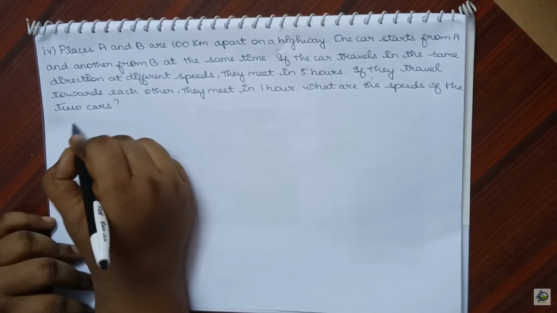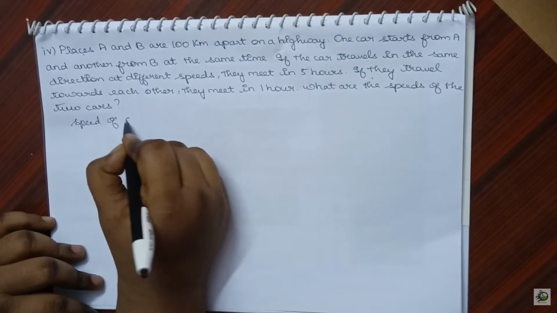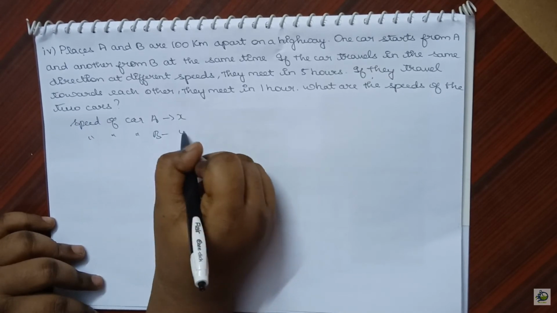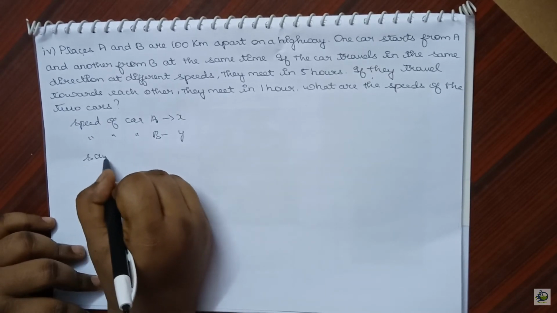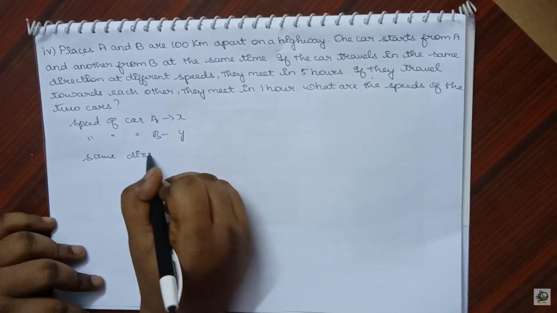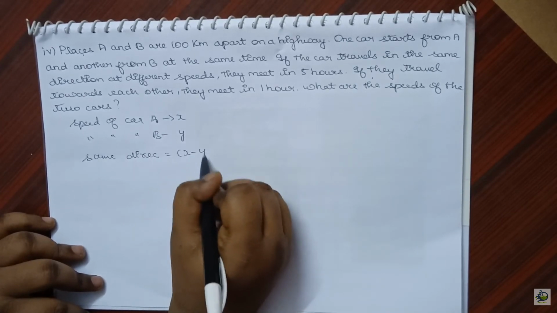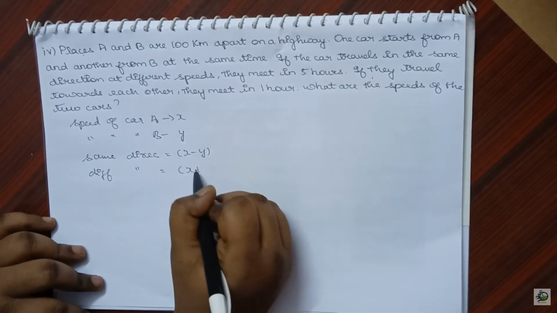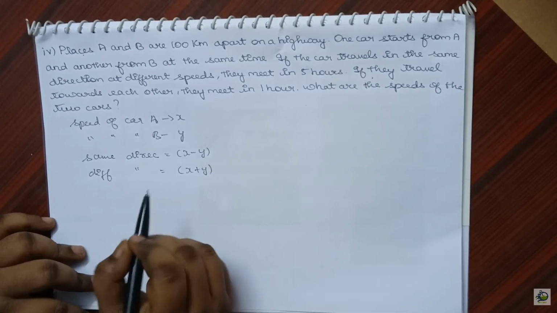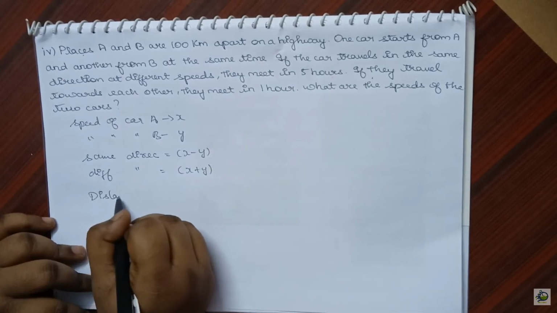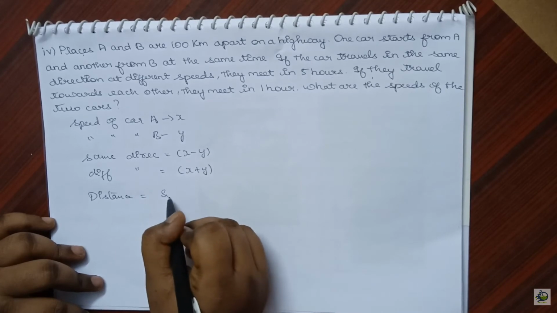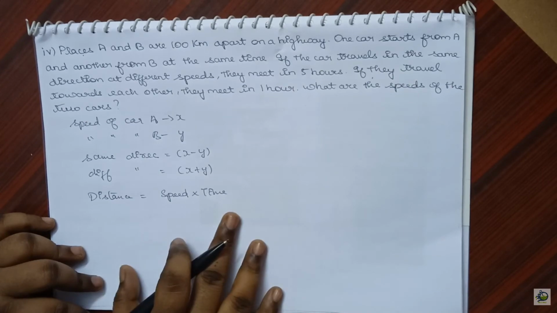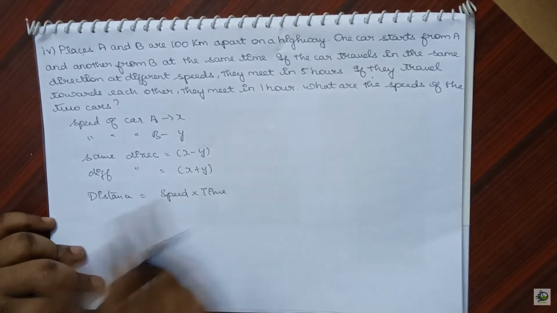So let us consider the speed of car A as x and speed of car B as y. If they travel in the same direction, then we have to subtract the speeds. If they travel in different directions, we have to add their speeds. Also, we need to know the formula. Distance is equal to speed into time taken. So this is the basic formula we need to know to solve this.